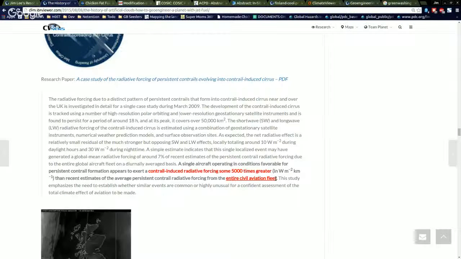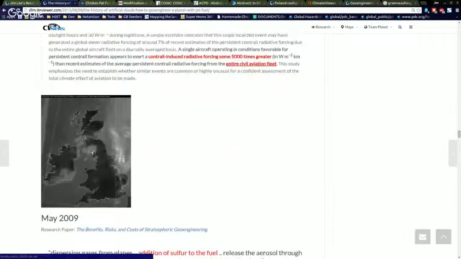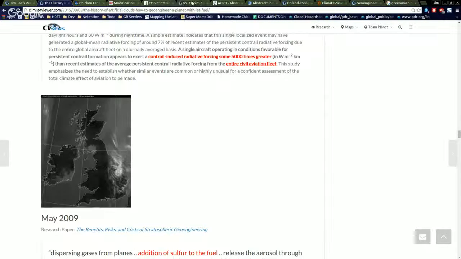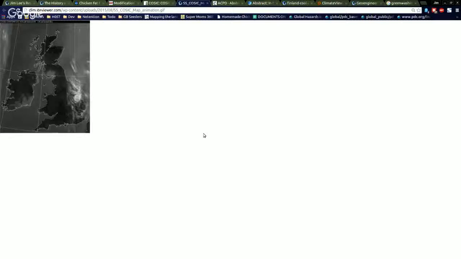They came up with a number and they said, here's what we think all of the planes, the 100,000 planes a day, are doing to the environment. And when they had the opportunity, an E3 AWACS was flying over the UK. This was during the volcano, okay? Same thing happened in 2001 with the 9/11 thing. They had one plane in the air and they were able to study it.